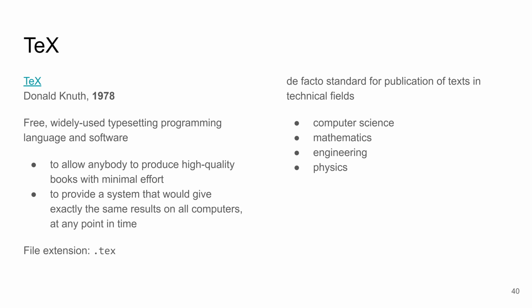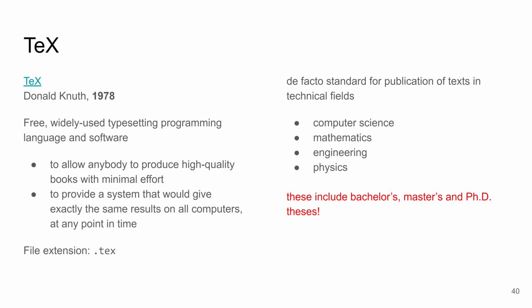At that time, in 1978, computers differed much more than they differ today. So this was a very important design goal to be achieved by TeX. Nowadays, TeX is a de facto standard for publication of texts in technical fields such as computer science, math, engineering, and physics. And these, of course, include bachelor's, master's, and PhD theses at universities. So TeX is what you will probably be using for your thesis.